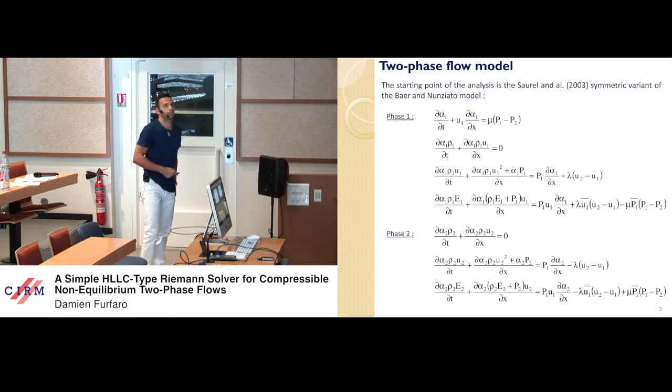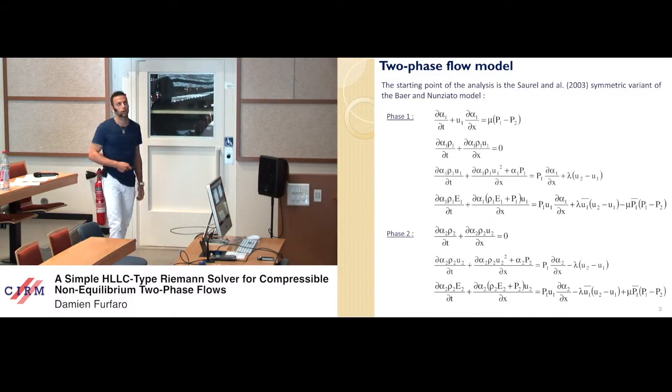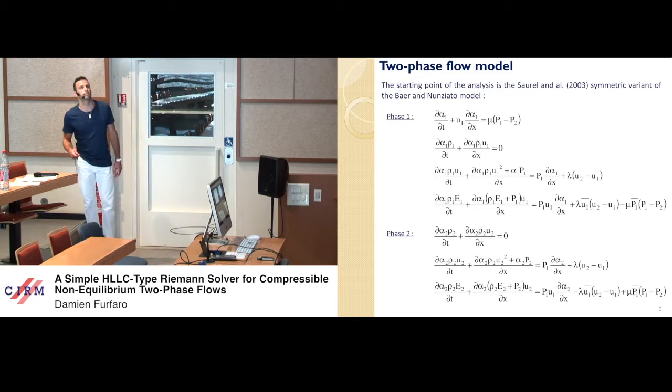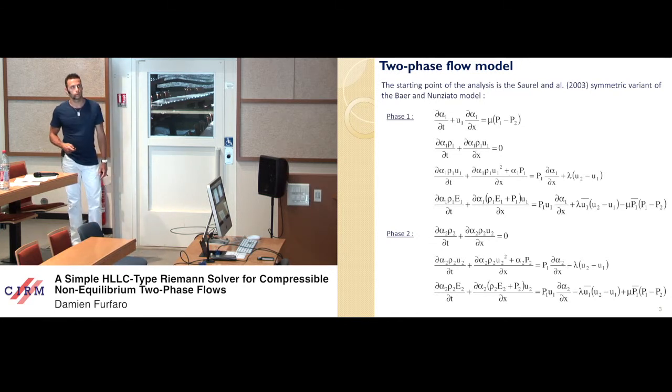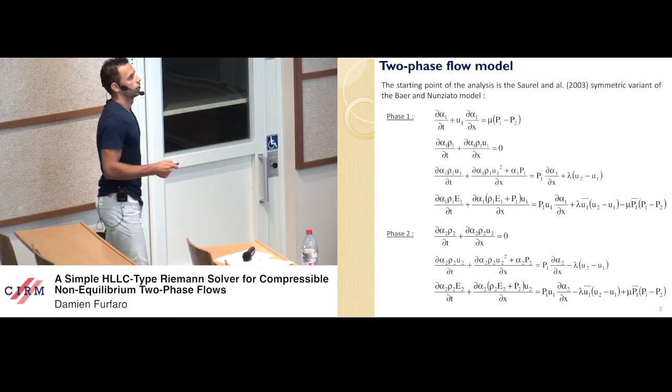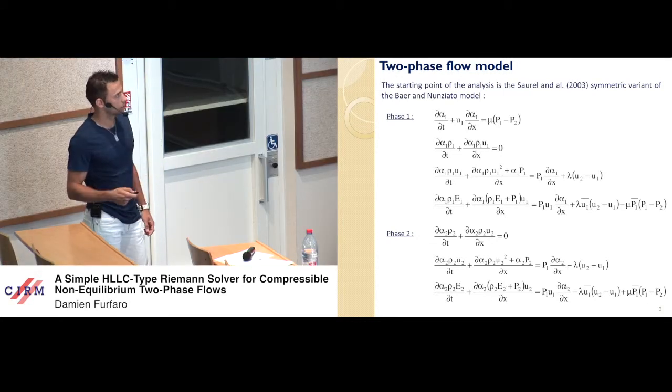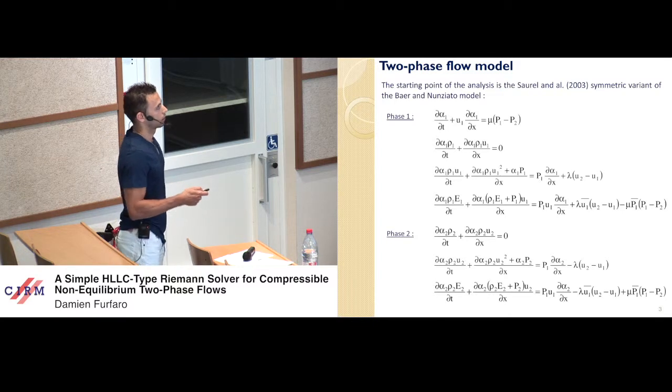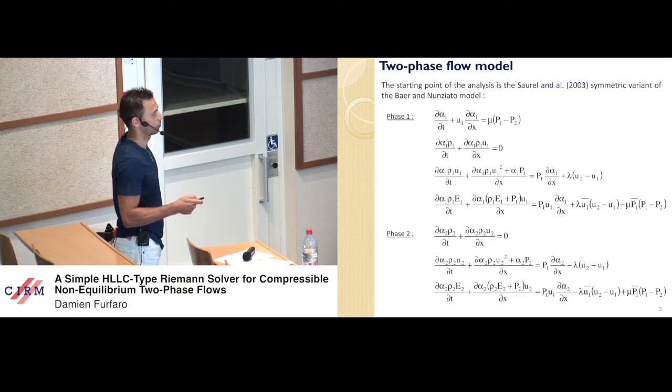The starting point of the analysis is the Saurel symmetric variant of the Baer-Nunziato model, which was proposed in 2003. It corresponds to a hyperbolic system of partial differential equations with 7 equations, each phase having its own set of mass, momentum, and energy balance equations.